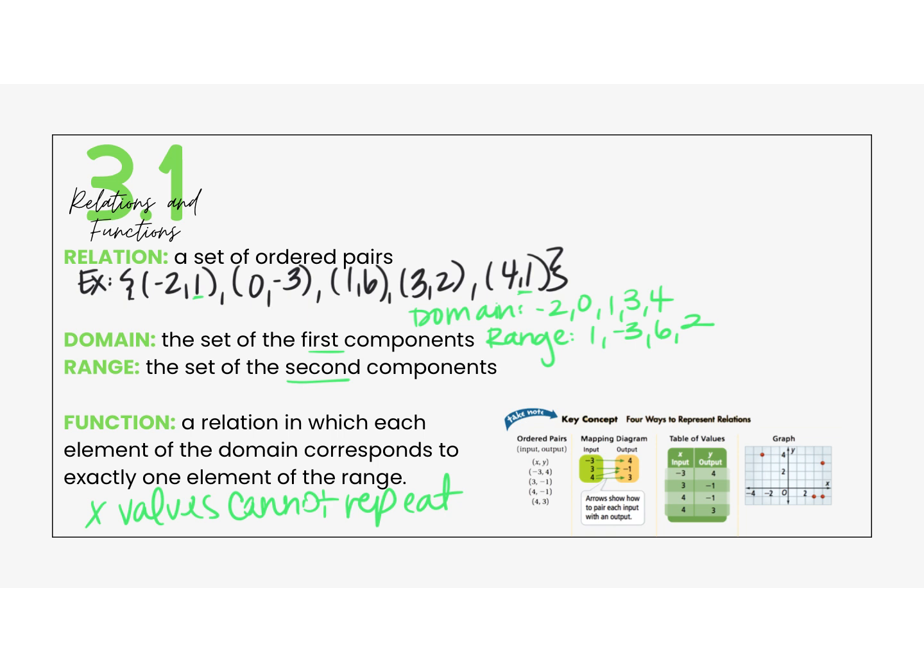Okay, if we look at this diagram over here, we see 4 different ways to represent relations. We could have ordered pairs, which is like what we did up here. We could see a mapping diagram, which you're going to see on the next page, and the arrows show how to pair each input with an output. So -3 goes to 4, 3 goes to -1, 4 goes to -1, 4 goes to 3. So there would be 4 ordered pairs in that relation if I were to write that. We can see a table or we can see a graph.